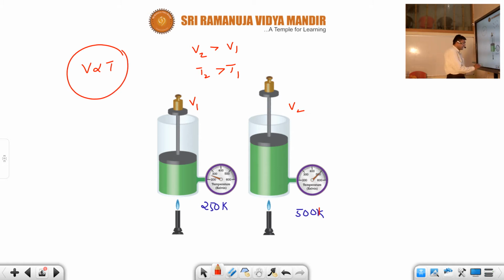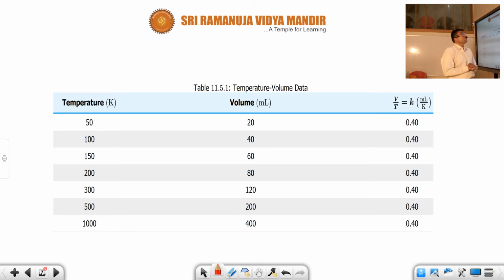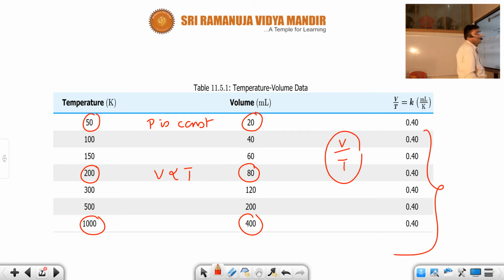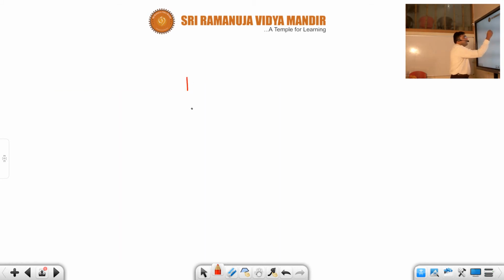So Charles conducted various experiments as follows. You can see here, at temperature 50 Kelvin, volume is 20 ml. Similarly, at 200 Kelvin the volume becomes 80. Similarly, at 1000 Kelvin the volume becomes 400, and definitely volume is directly proportional to temperature when pressure is constant, that is, isobaric condition. Now here V by T is calculated and V by T is coming constant. Now you will realize this graphically. So how do you realize this graphically? Now I will show you V by T.